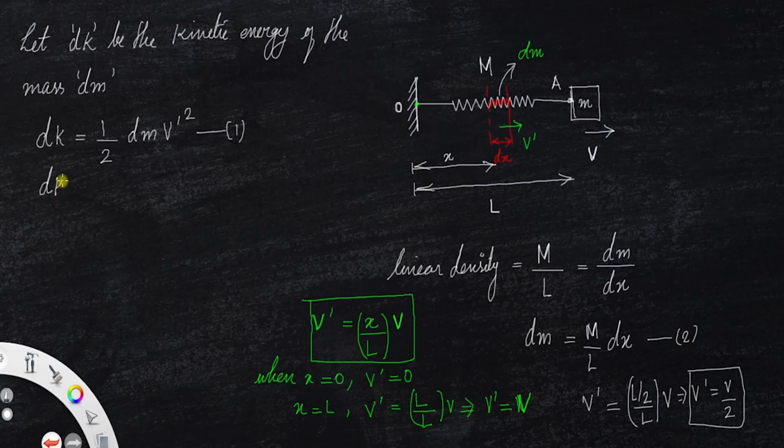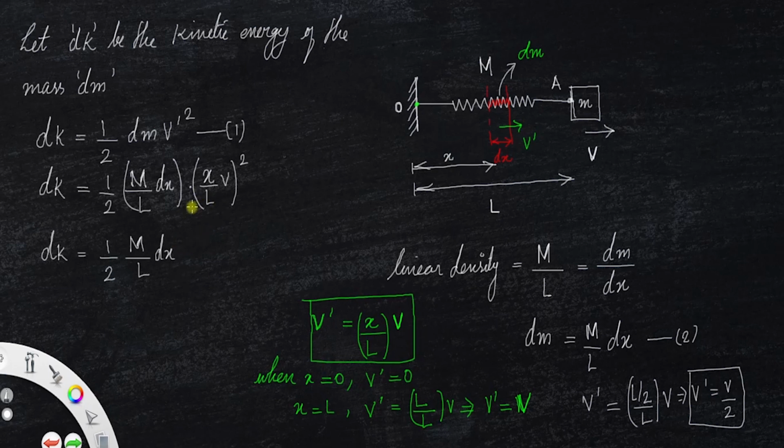So we can substitute all the values in here. dK is equal to half dm, you can write it as m upon L dx, into v dash squared, which is x divided by L v whole squared. Clear? Simplifying, you will get dK is equal to half m by L dx into x squared by L squared v squared. So rearranging, let me erase this.